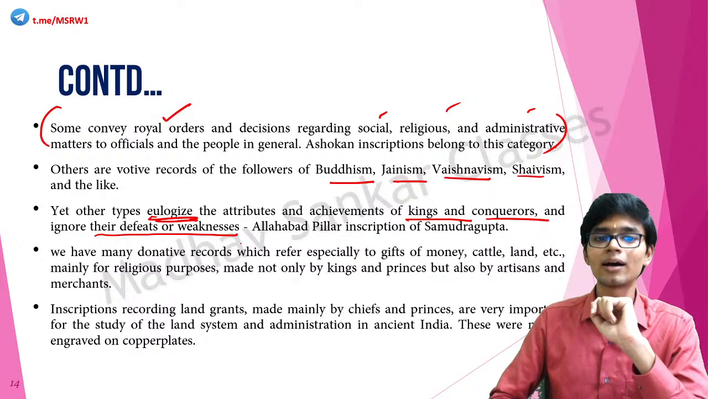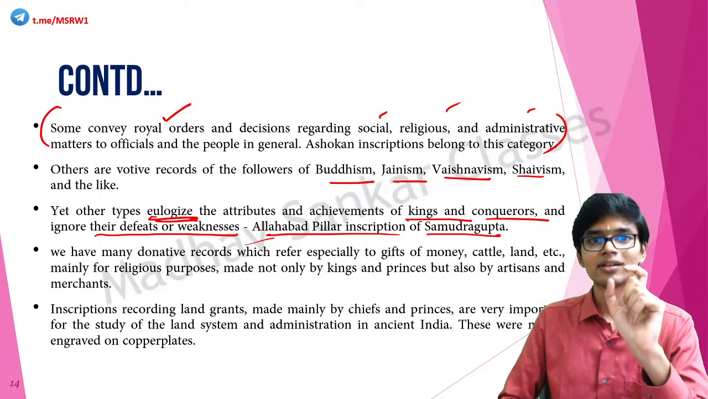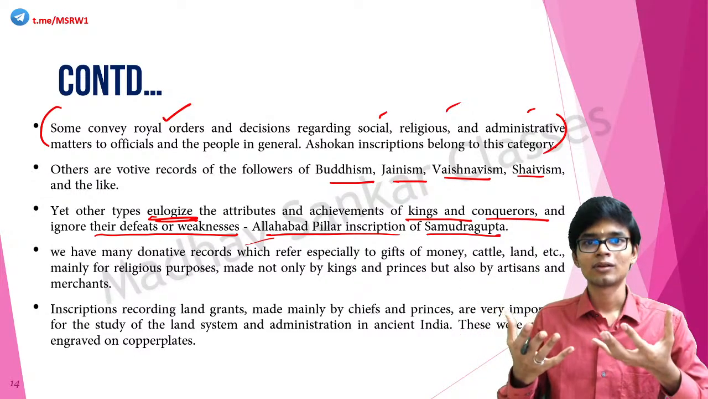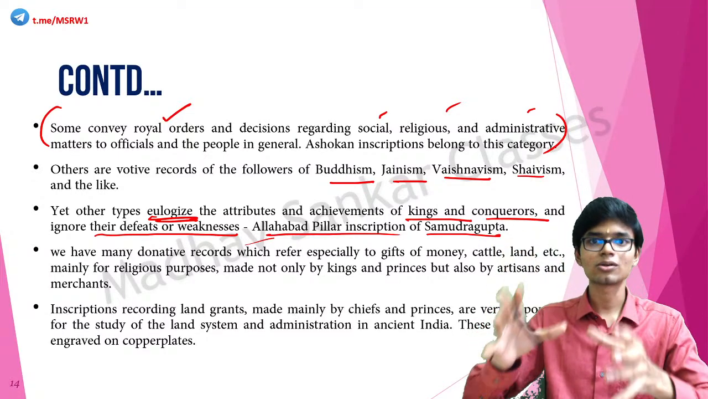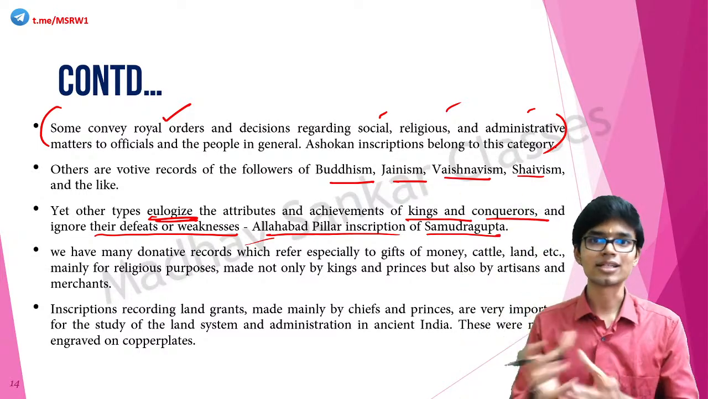Best example, Allahabad Pillar inscription of Samudragupta. Okay, this is one of the deciphered inscriptions. Only problem is this is just praising Samudragupta. Okay, this cannot be taken as a 100% authentic historical work. This is more or less a praise to the king, a flattery.